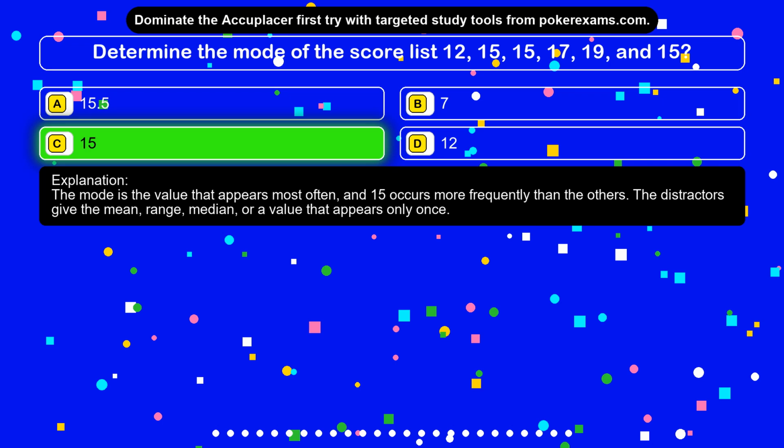The mode is the value that appears most often, and 15 occurs more frequently than the others. The distractors give the mean, range, median, or a value that appears only once.